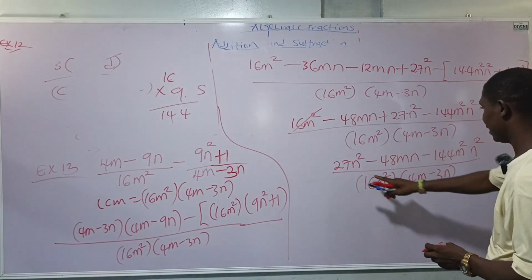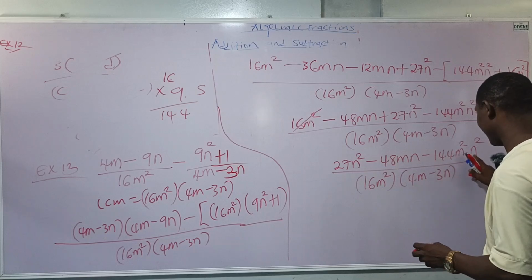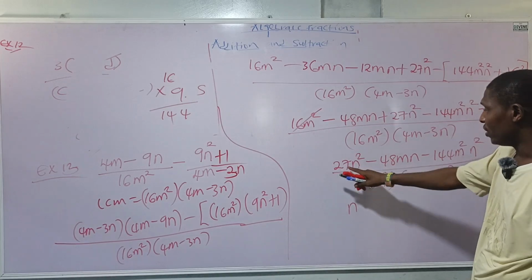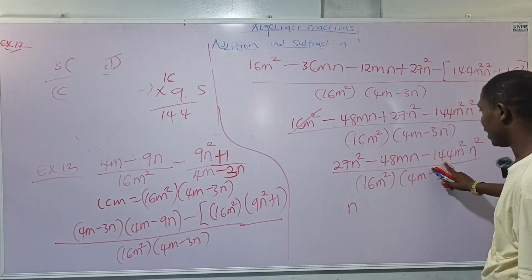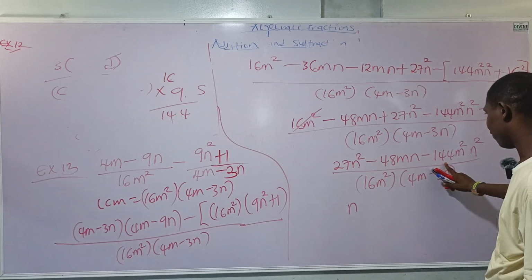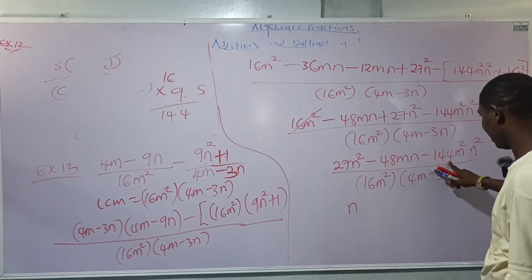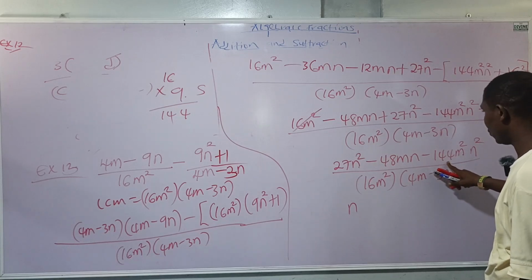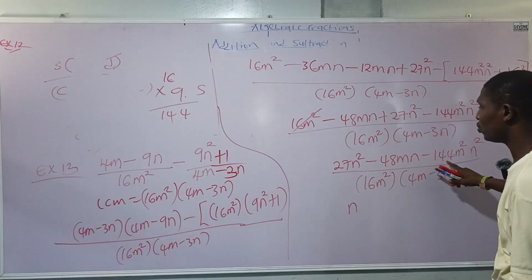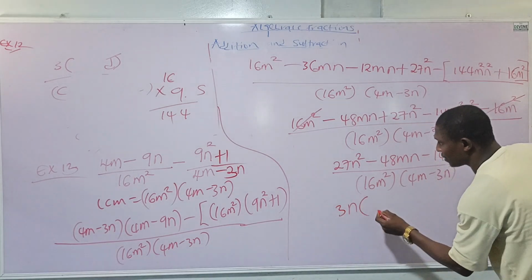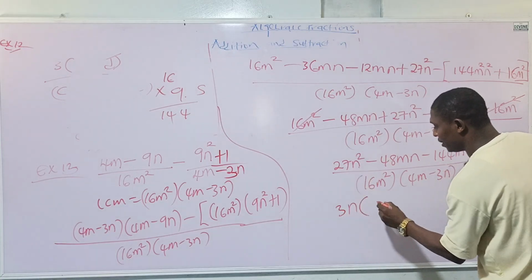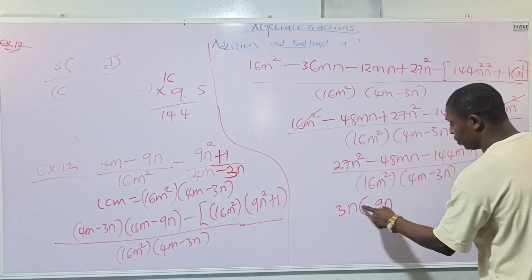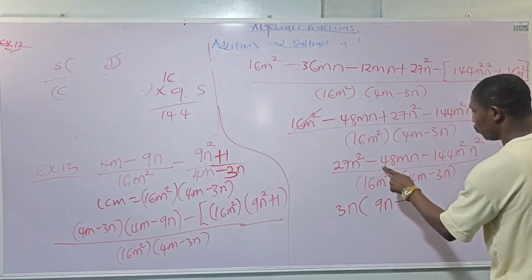Now I can see that this is n, this is n square, this is n square. There's n in all. So n is common. And for my numbers, I have 27, 48, and 144, and 3 can divide all. Can 3 divide this? Yes. Can 3 divide this? Yes, and this also. So it's possible. So I bring my 3n. 27 divided by 3 is what? 9. Because 3 times 9 is 27. So you attach your n, because n squared divided by n is what? N.